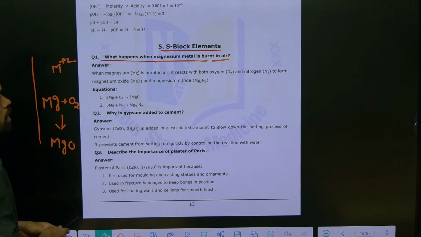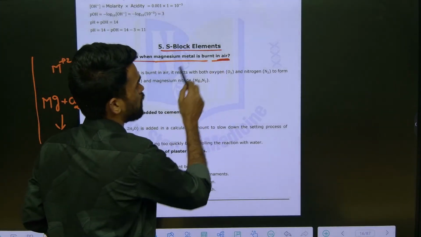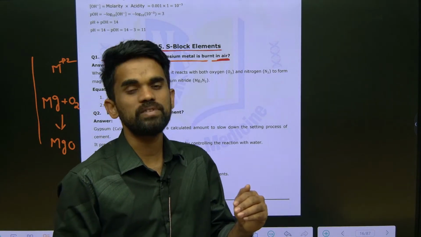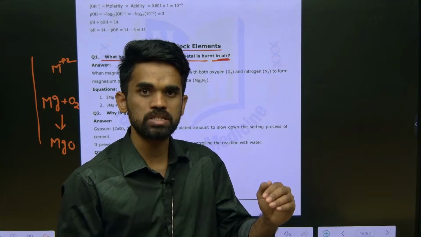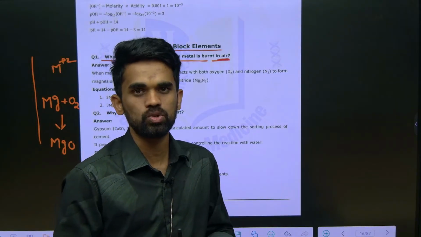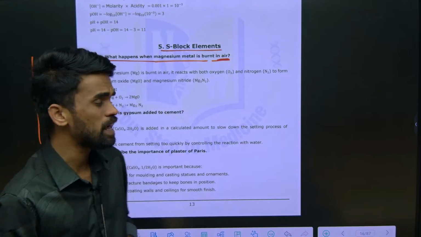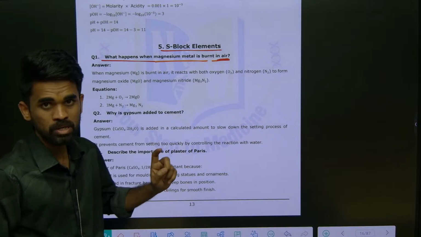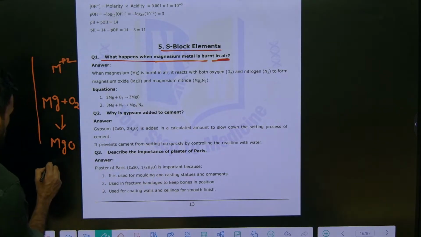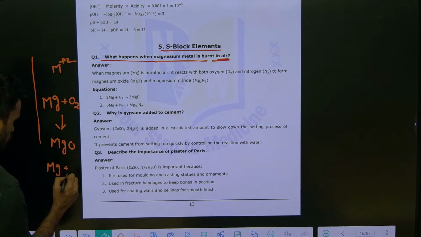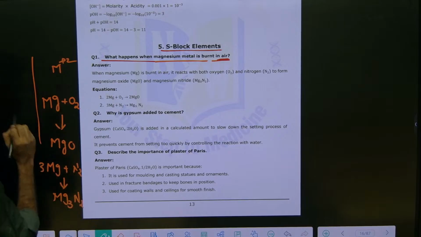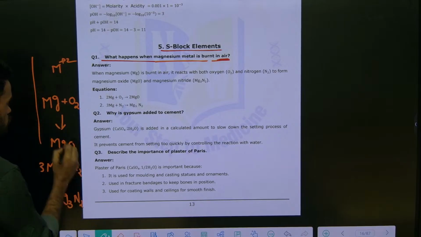That's it. And here they are saying it is burning in air. We know in air there will be a major quantity of nitrogen gas also, along with oxygen, around 70%. So magnesium also combines with nitrogen along with oxygen, and we get magnesium nitride. Magnesium plus N2 combines to give magnesium nitride: 3 Mg plus N2 gives rise to Mg3N2, magnesium nitride.